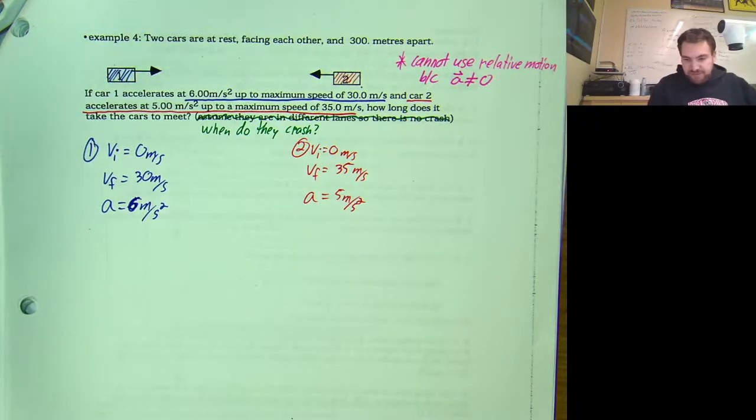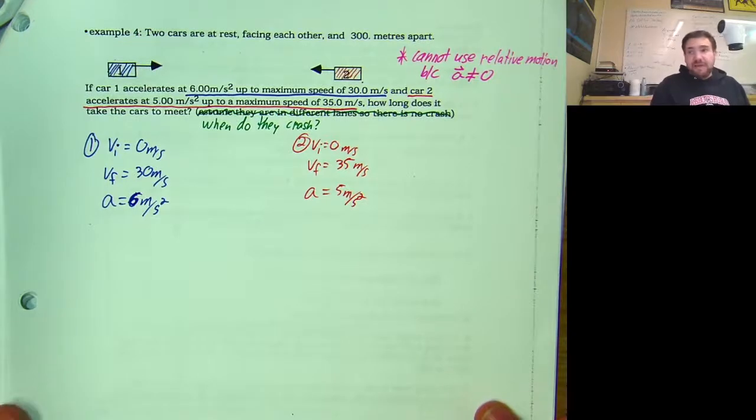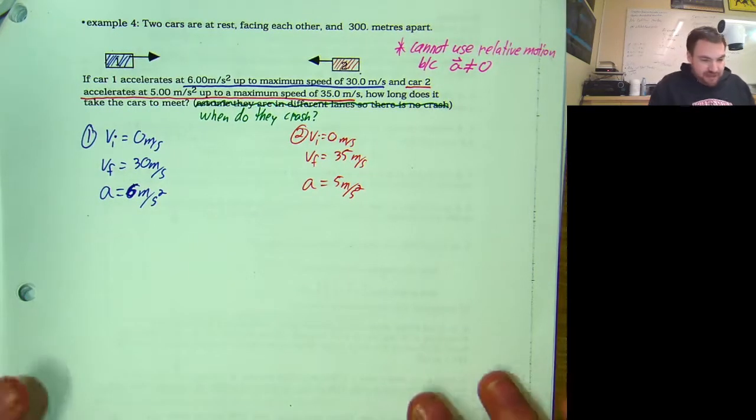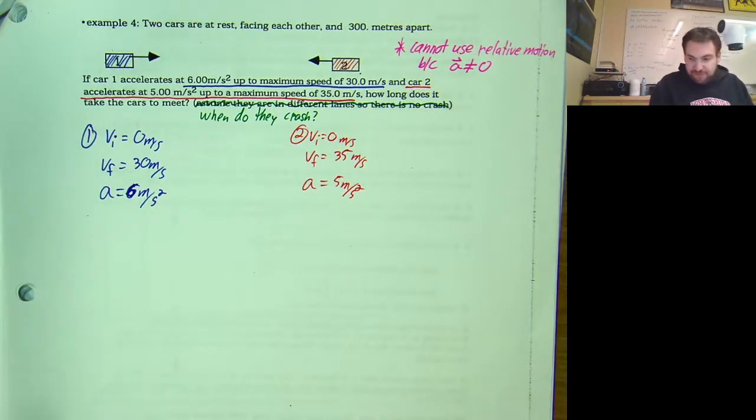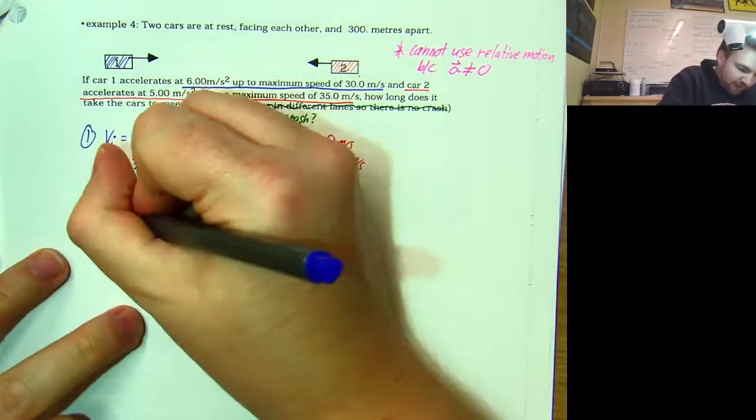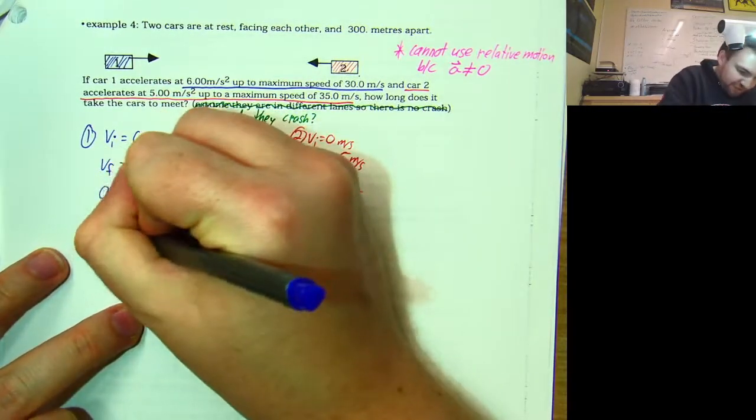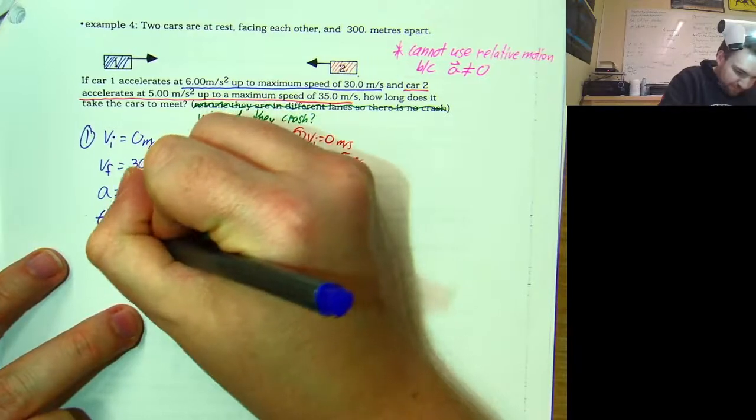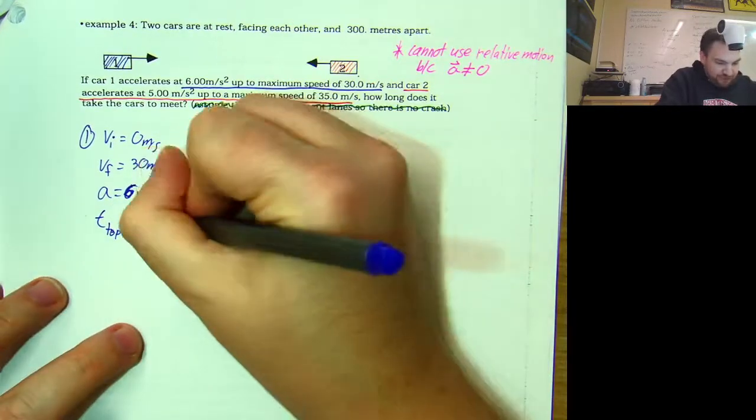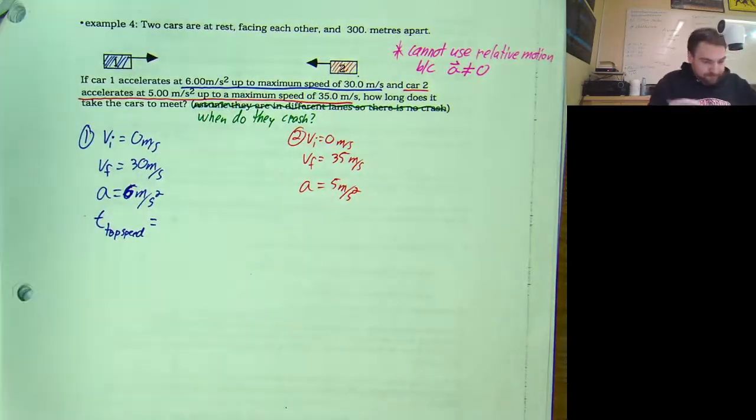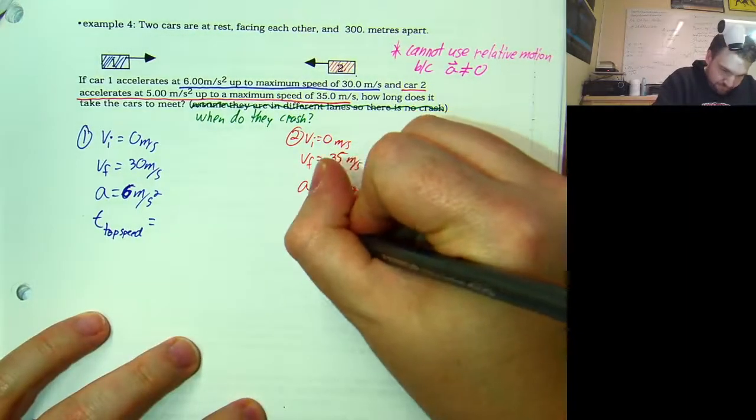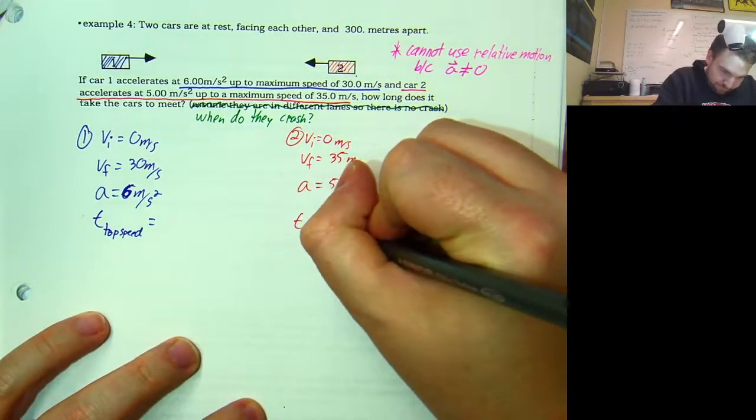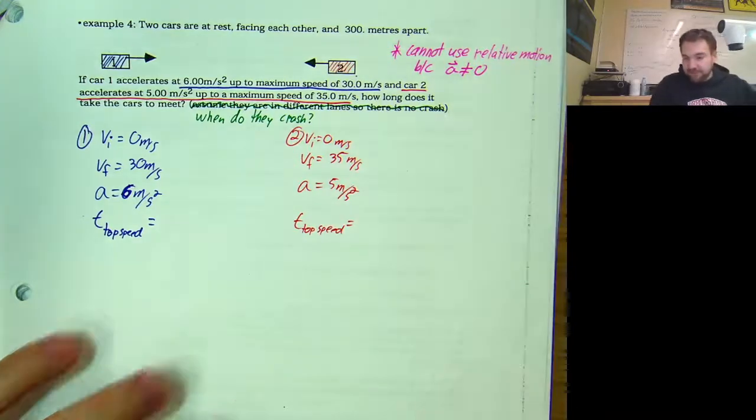So how are we going to do this? Basically, what we have to do when we're approaching a question like this is, because there's different things happening at different chunks of time here, we have to think about it a little bit differently. What we need to do is figure out what time it takes for each car to reach its top speed. That is the first thing we're going to have to do, for the blue car and for the red car.